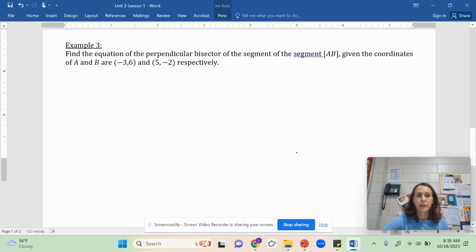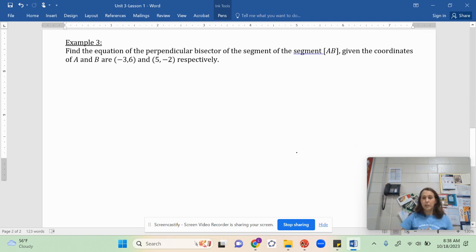And the last question we'll look at today is slightly more challenging, but hopefully not too challenging. Finding the equation of a perpendicular bisector of a line segment.